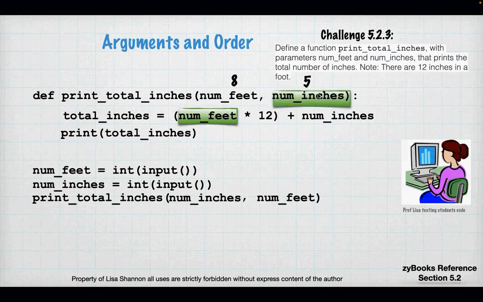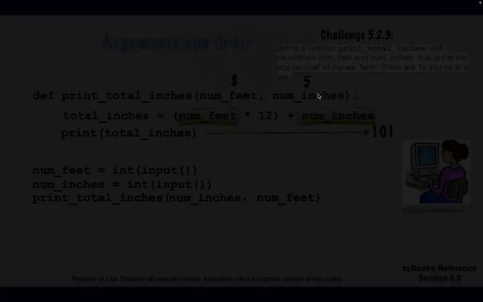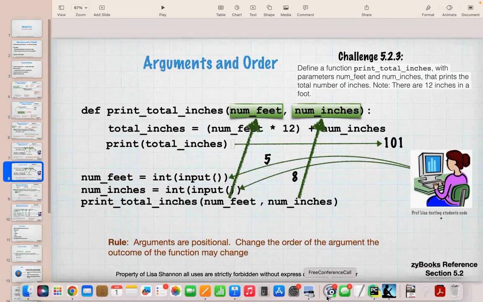I'm going to have 8 times 12 plus 5, and in this case, I'm getting 101. So arguments are positional. Let's go out and do a little playing around with that.